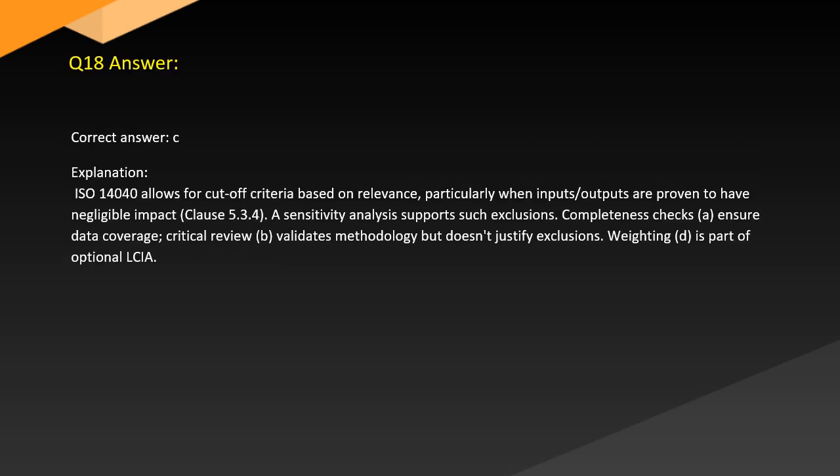Answer. Correct answer: C. Explanation. ISO 14040 allows for cutoff criteria based on relevance, particularly when inputs or outputs are proven to have negligible impact, clause 5.3.4. A sensitivity analysis supports such exclusions. Completeness checks, A, ensure data coverage. A critical review, B, validates methodology but doesn't justify the exclusions. Weighting, D, is part of optional elements.